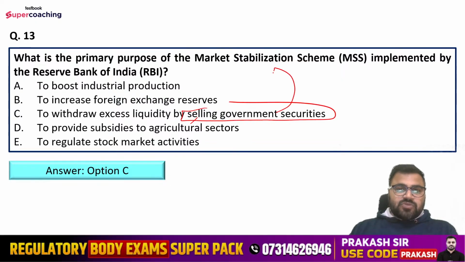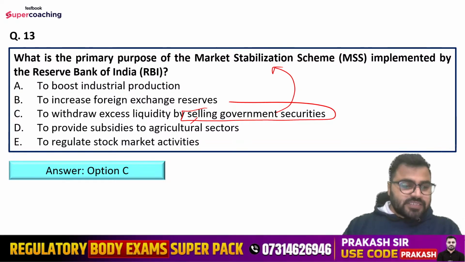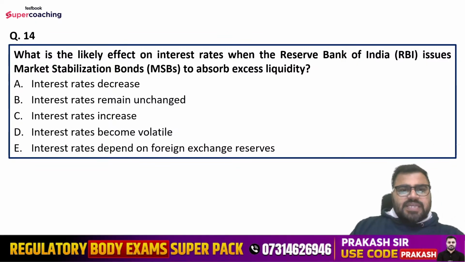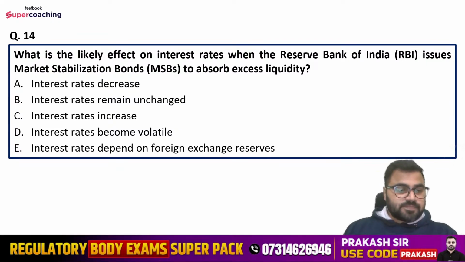तो यहाँ पे what RBI is doing, RBI is selling the government securities. So इससे क्या होगा? इससे जो excess liquidity है system में, that will be withdrawn. ठीक है. Question number 14th is, what is the likely effect on interest rates when the RBI issues market stabilization bonds to absorb excess liquidity? Options are interest rates decrease, interest rates remain unchanged, interest rates increase, interest rates become volatile, or interest rates depend on foreign exchange reserves.